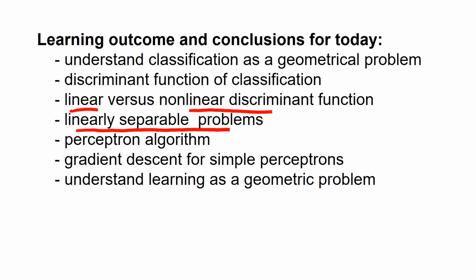Linearly separable is a statement about the problem. It's a statement about the database, versus the question whether the discriminant function is linear or nonlinear, which is a statement about the model, the type of neural network that you actually use, that you implement. Then we saw this perceptron algorithm. We also saw stochastic gradient descent for simple perceptron. And interestingly, both give the same geometric picture. Learning amounts to a rotation of the separating hyperplane in n+1 dimensions.